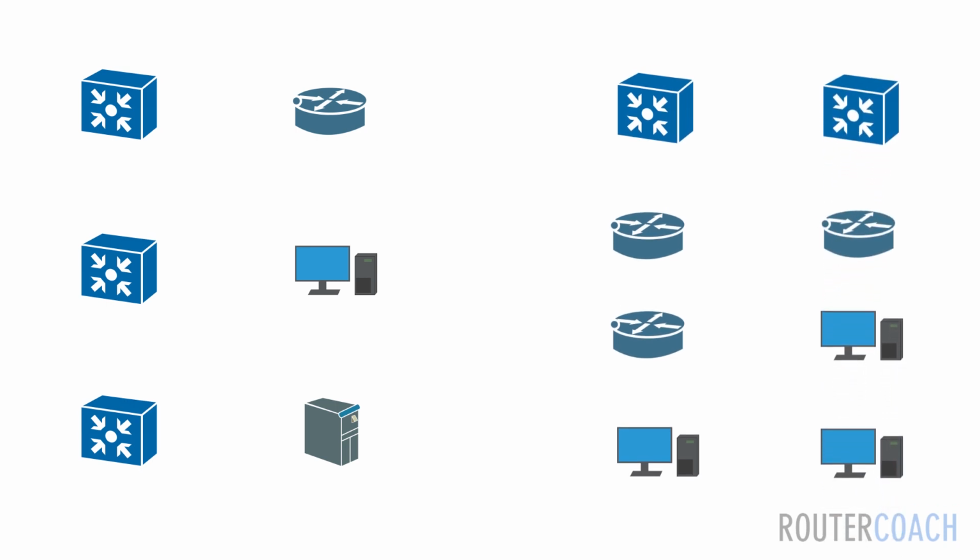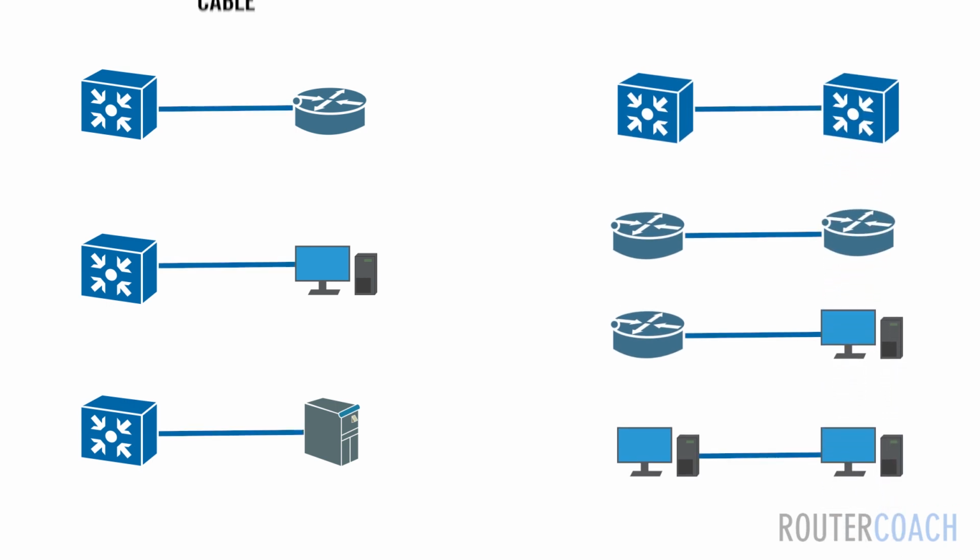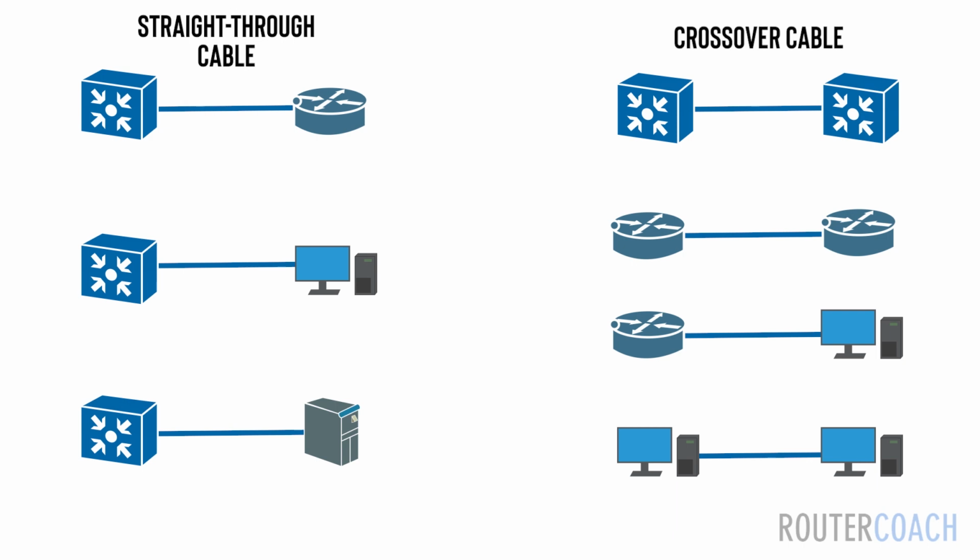Okay, there's also something else that we have to remember when using copper Ethernet cables. That is, straight-through cables are used for devices that are not the same, and crossover cables are used for similar devices. But why is that, and what does that even mean? If we take a look at this diagram, we can see that if a switch connects to a router, PC, or server, then it should use a straight-through cable, but if a switch connects to another switch, then it should use a crossover cable. And I'm going to explain why that is.